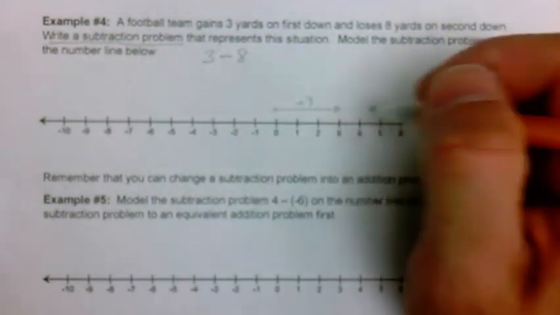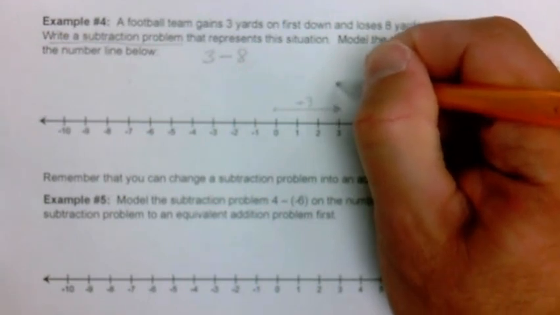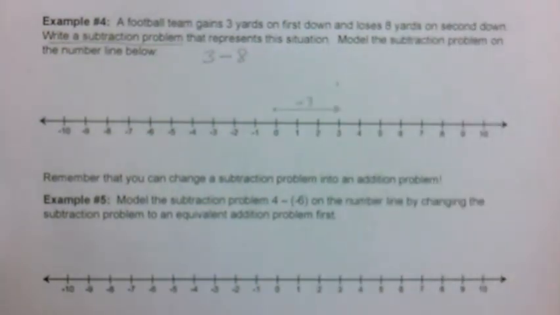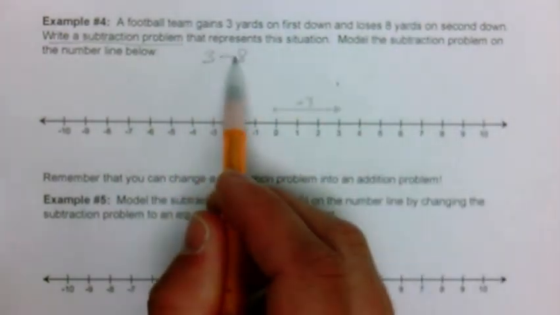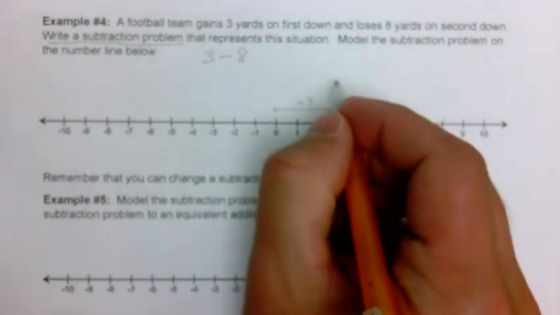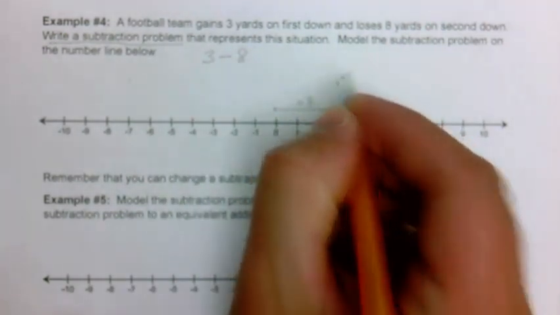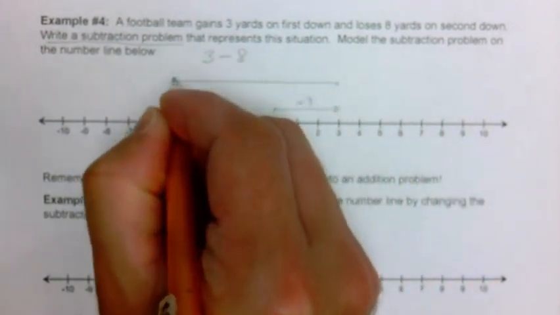Similarly, our second vector is going to start where the first vector ended. So here at 3, I'm going to put my little dot there where my next vector is going to begin. And since they lost 8 yards, since I'm taking away 8 of those yards, my next vector is going to have to go 8 units, but to the left. So let's move 8 units to the left. That's going to take us down here, ending at negative 5.